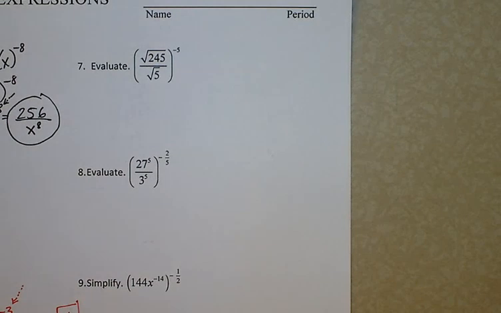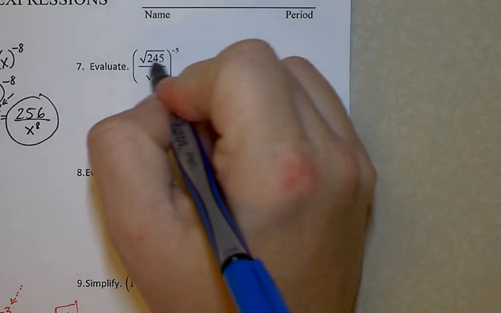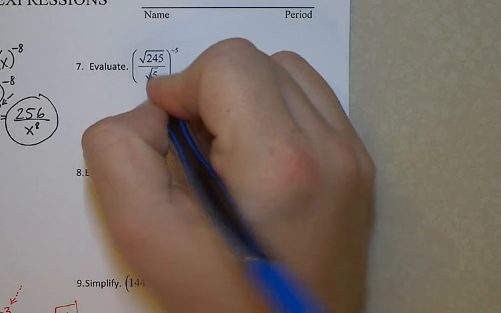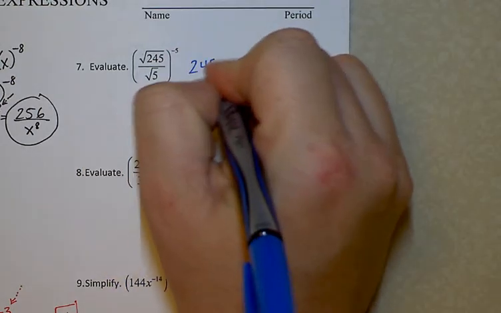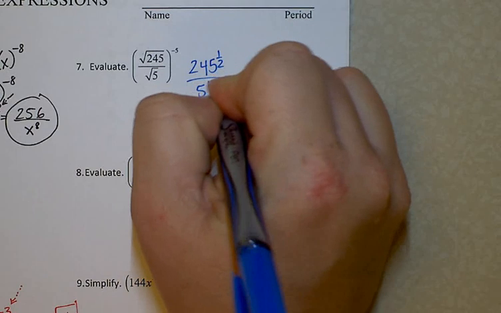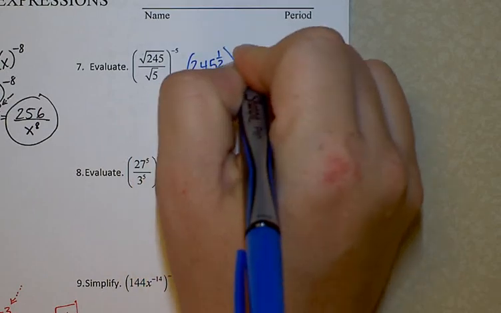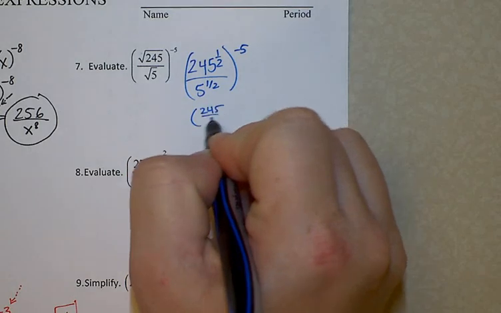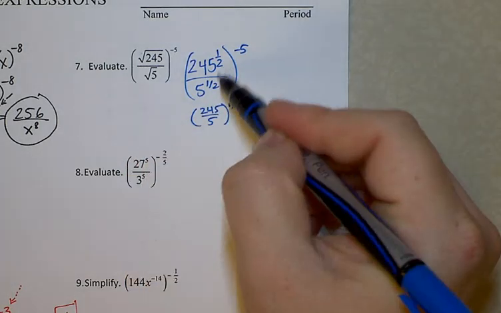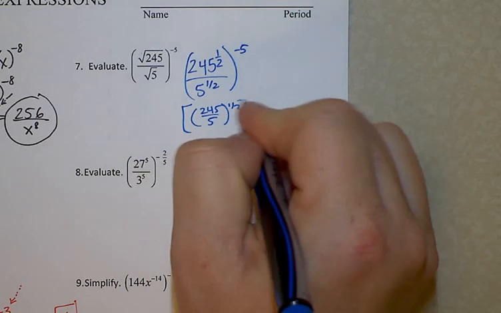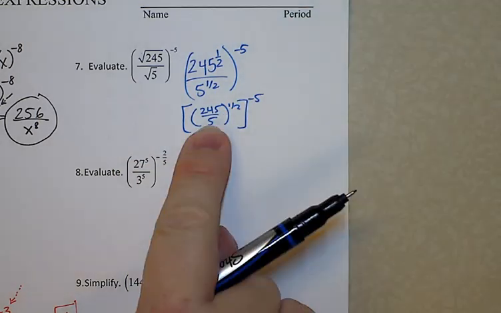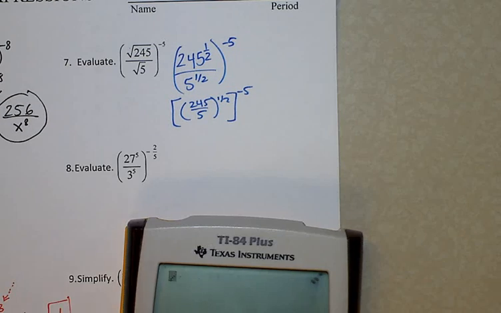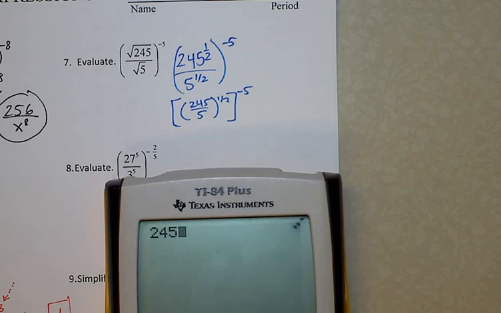Going to number 7. Number 7 is somewhat similar to 3 and 4. I'm going to rewrite this. I see the nth root is a hidden 2. So I'm going to go 245 divided by 5, raised to the 1/2 power because they have the same exponent, and lastly raised to the -5. So let's take 245 and divide it by 5. 245 divided by 5 is 49.